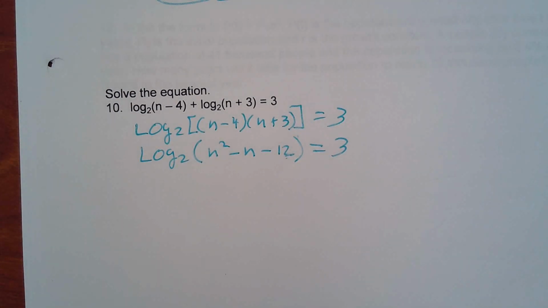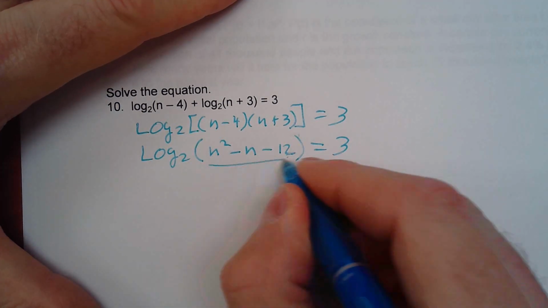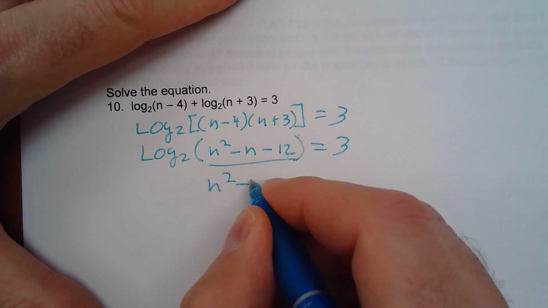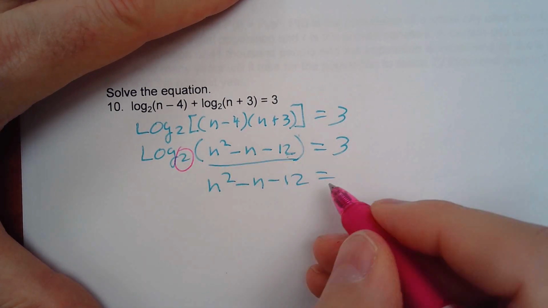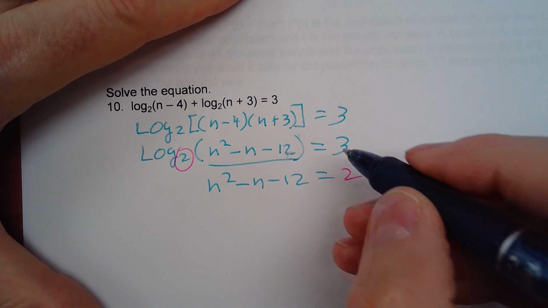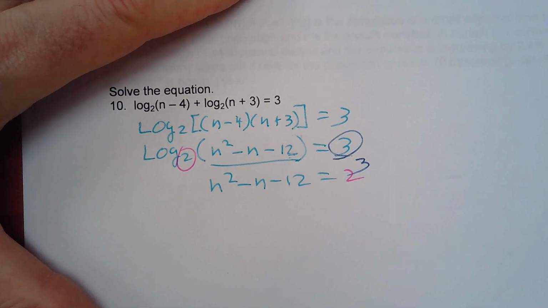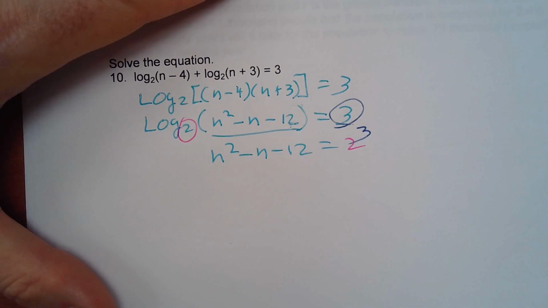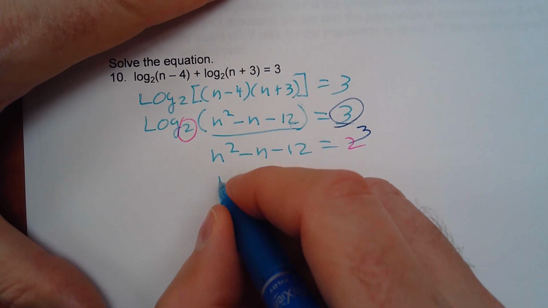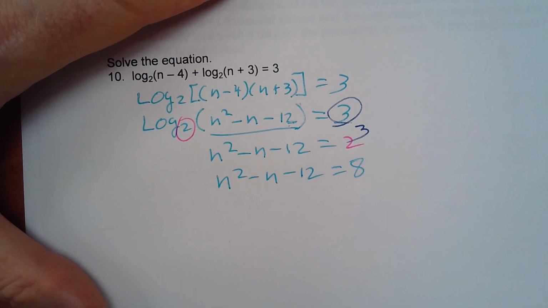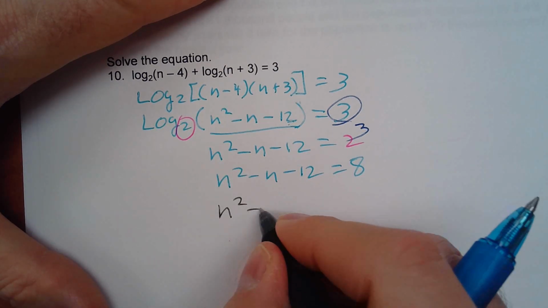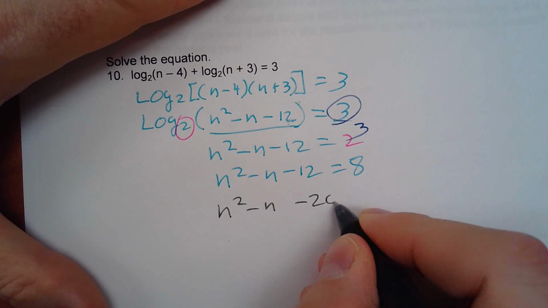Since we only have logs on one side, we need to rewrite this as an exponential. So my argument is n squared minus n minus 12. My base here is 2. My power here is 3. 2 to the third is going to be 8, so n squared minus n minus 12 equals 8. We want to take away 8 from both sides, so that'd be n squared minus n minus 20 equals 0.